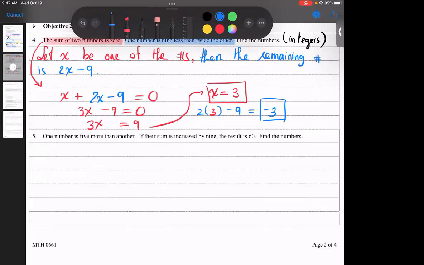One number is 5 more than the other. The sum is increased by 9. The result is 60. So let x be one of the numbers. Then I need to find the other one. One number is 5 more than the other. How would I write the second number? That should be simple: 5 more than, so x plus 5. One number, which is x, the number that we defined, is 5 more than, so plus 5.